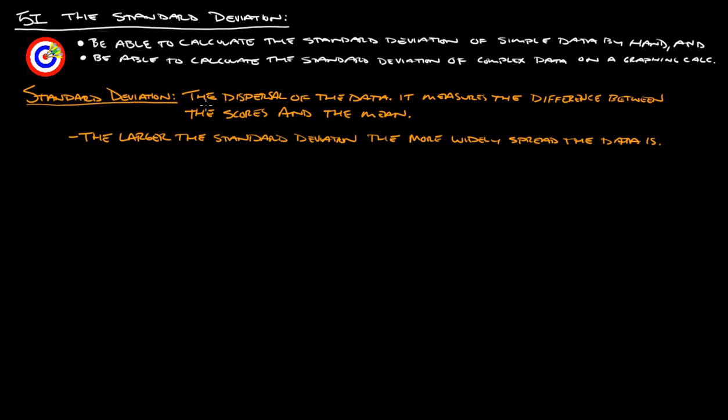Standard deviation is basically the dispersal of the data. So really what it means is that it measures the difference between the scores and the mean. So the larger the standard deviation, the more widely spread the data is. And then conversely, the smaller the standard deviation is, the more compact it is, the more closely fit together all the data is.